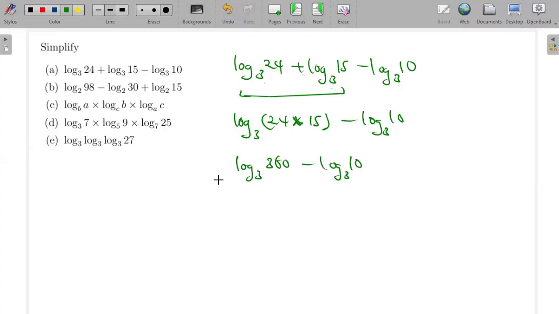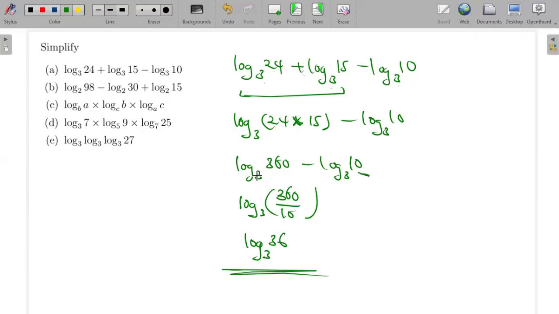And then since it's subtraction, meaning that's going to be division, so I get log, keep there log base 3, and then you say 360 divided by the 10, so I divide by 10. And this here is going to be log base 3 of 36. Okay, so this here is my answer for the first part.